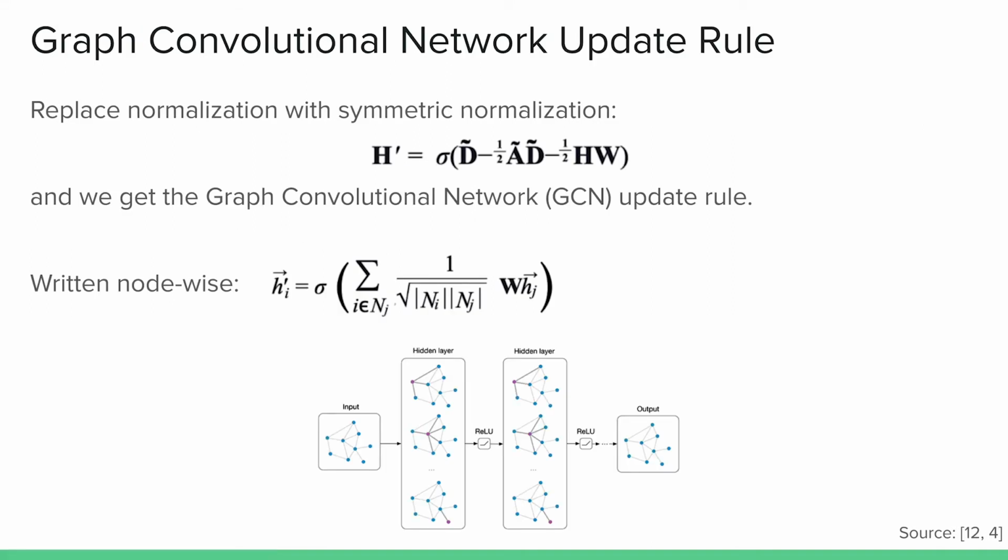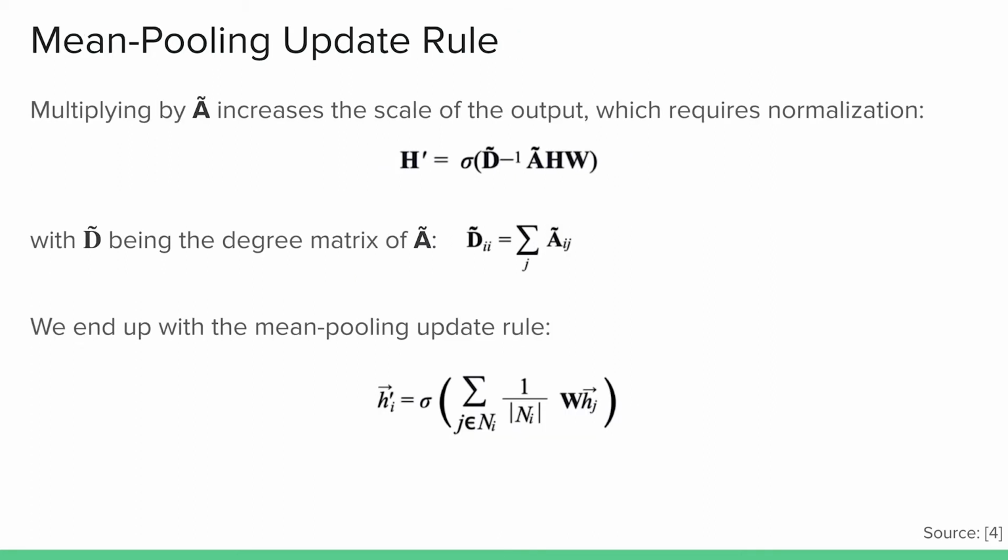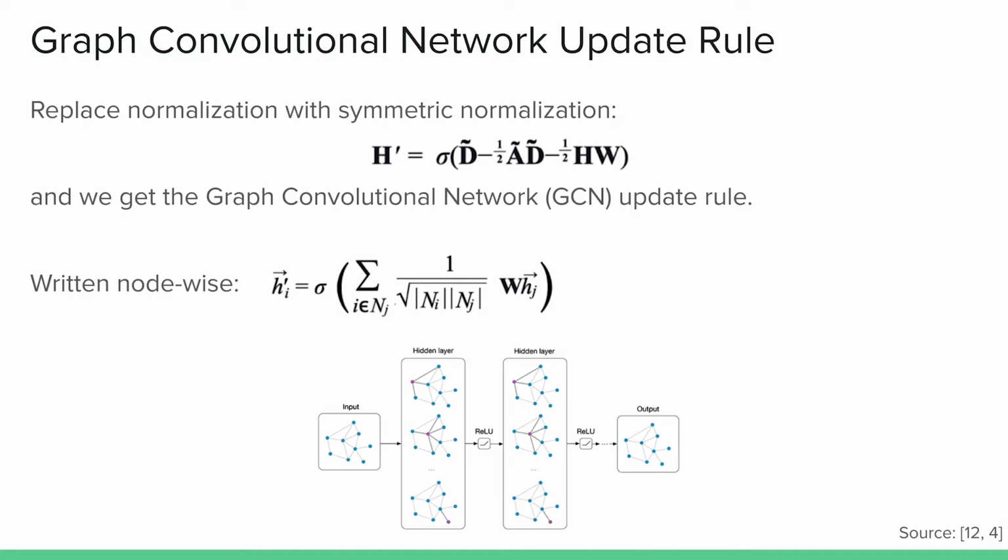There is a slight variation of this rule: instead of using this asymmetric multiplication, if we replace it with a symmetric normalization, so from left and right with the square root of our degree matrix, we get the so-called graph convolutional network update rule. Node-wise, you can write it like this, and one thing that you should be able to see here is that now we're not only normalizing with the number of neighbors of our current node, but also we're including the weight of the neighboring nodes.